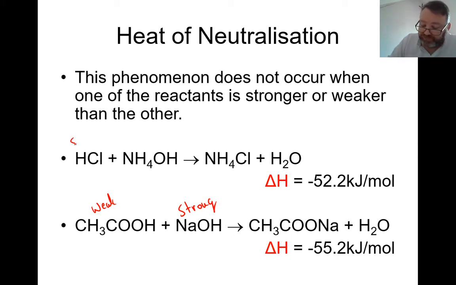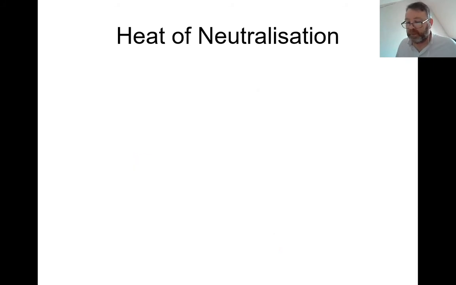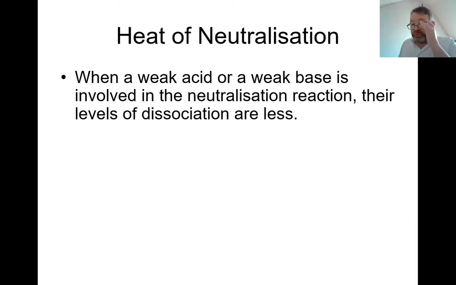So if you have a strong acid and a weak base, do not expect minus 57,000 as your energy change. If you have a weak acid and a strong base, do not expect minus 57,000 units as your energy change. If you have a strong acid and a strong base, you will get minus 57,000 units of energy given out in the exothermic process. Okay. All right.